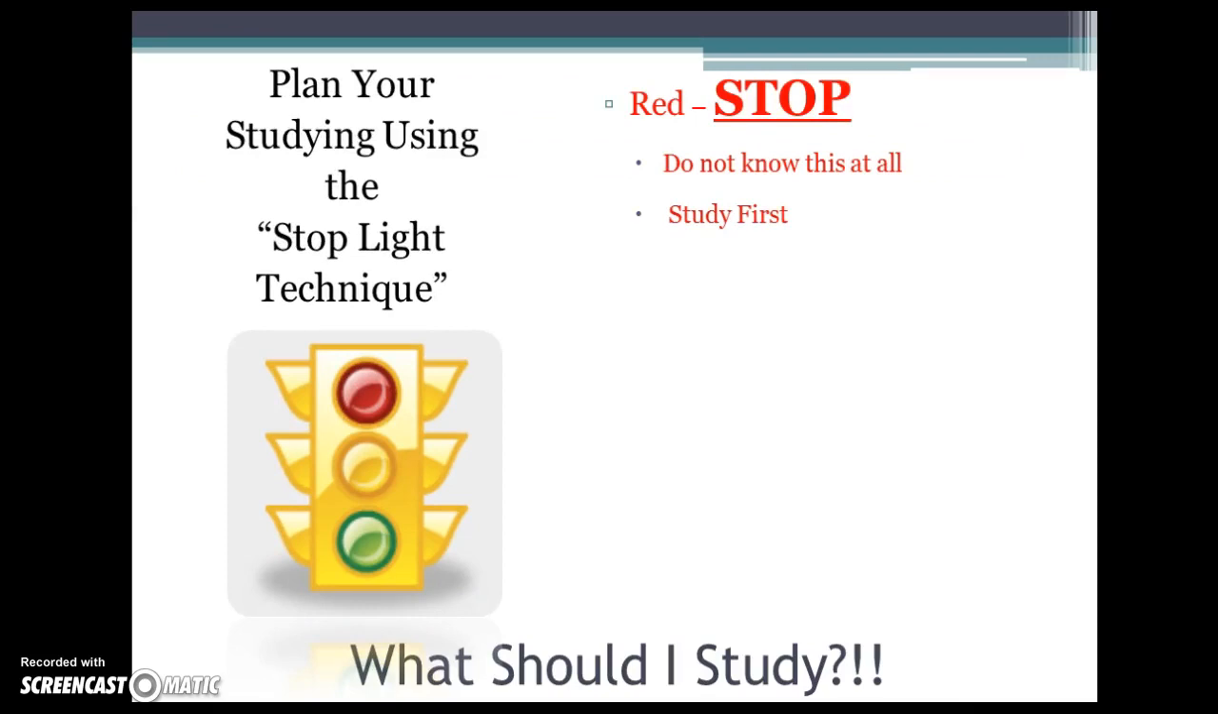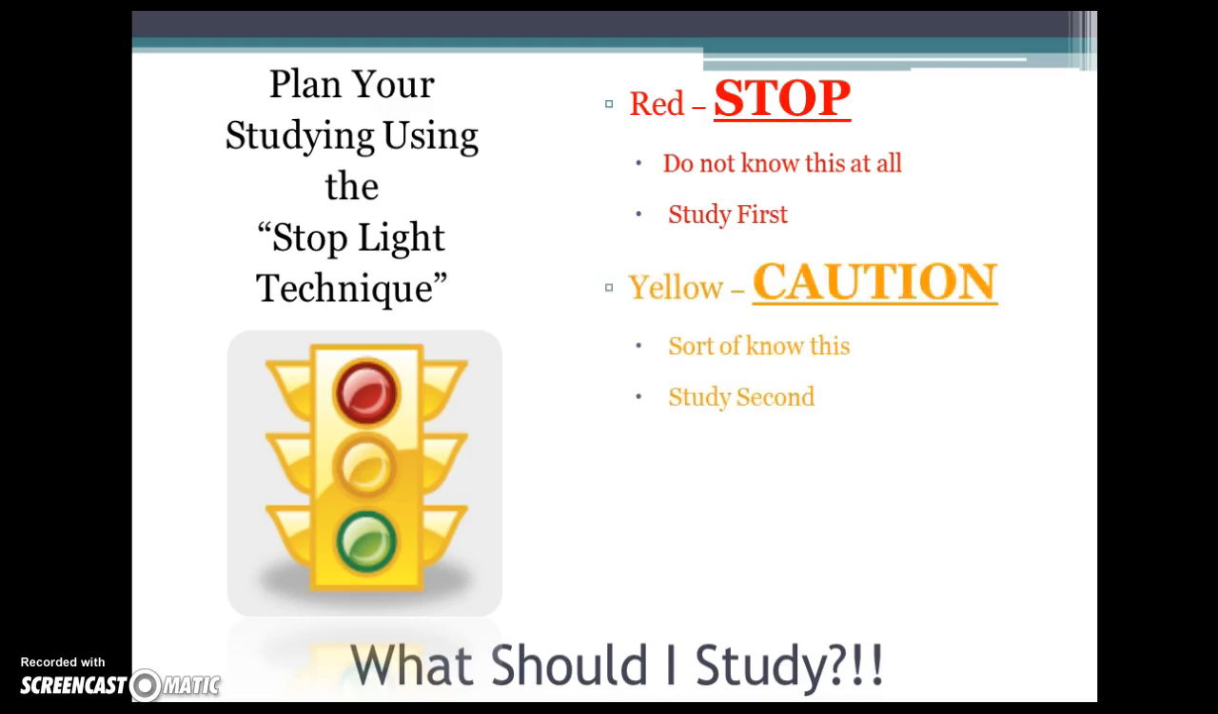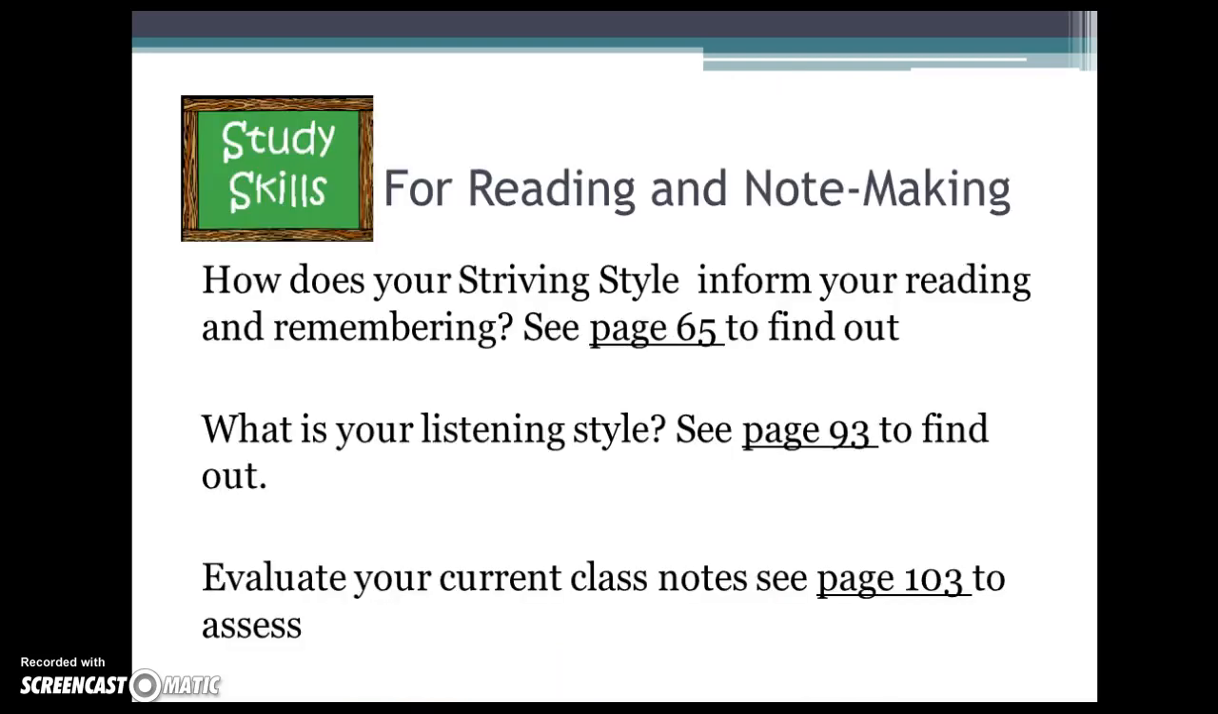red. So red means that you don't remember this. The teacher talked about it, said it's important. I don't remember it, so I'm going to focus on that first. Yellow is I kind of sort of know this, and green is I know it, so I'm going to just review it quickly at the end. I'm not going to waste time looking at that over and over. So just a review on the stoplight.